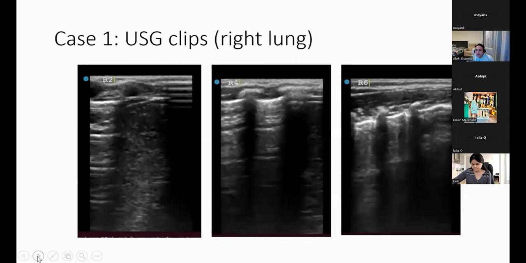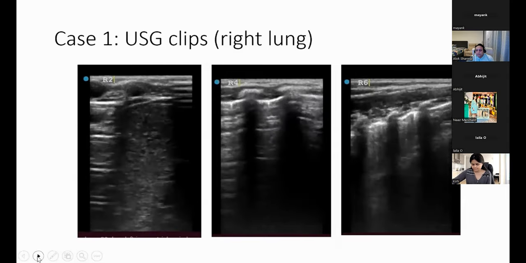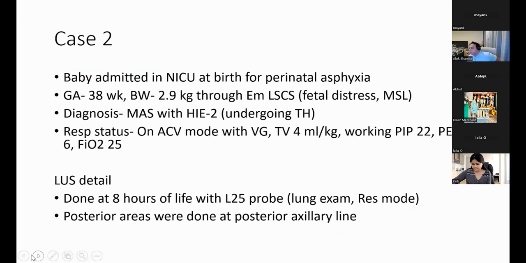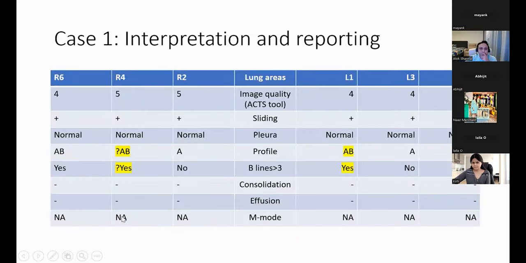That's lovely. Would you like to go to the next case, Mayank? Yeah, sure. So I had made this proforma and filled it. Most of the things I have, we have already discussed, so I'll move to the second case.